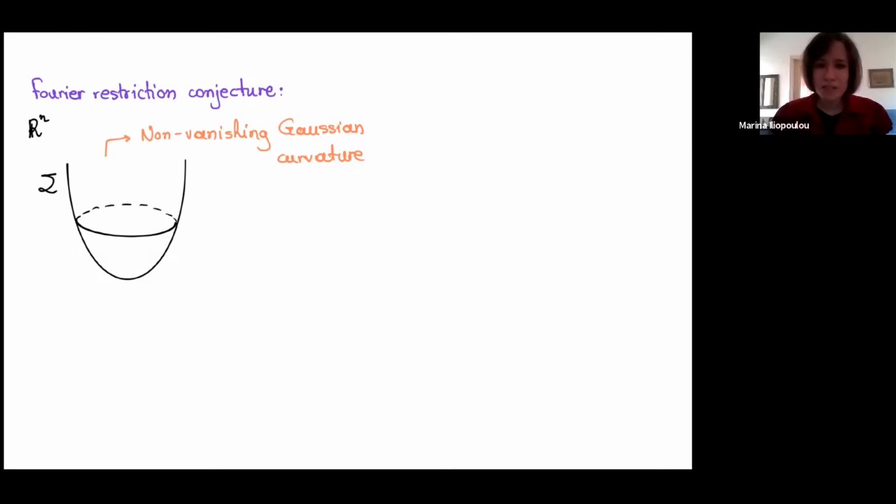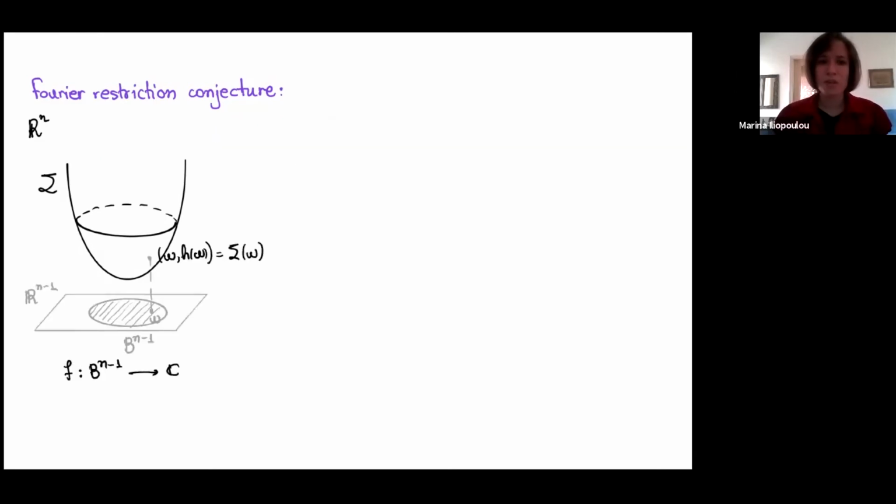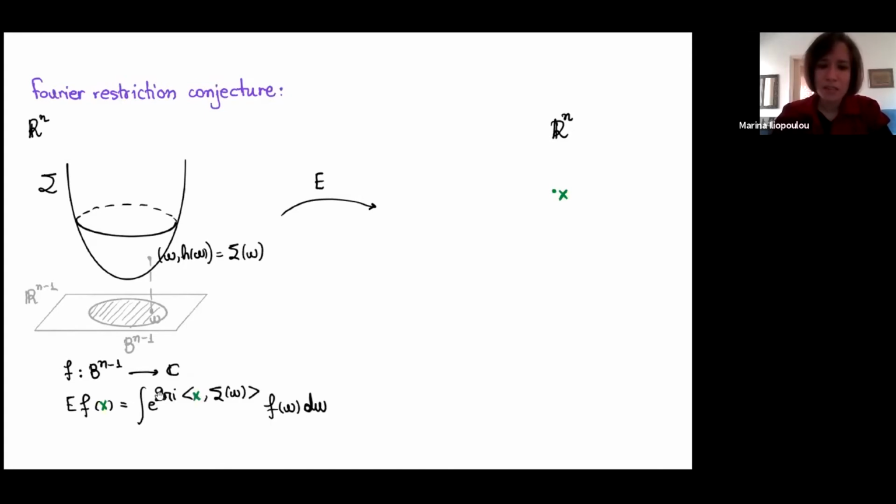And usually here it's comfortable to define the function on a lower dimensional space, R^(n-1). So the function will be defined on the unit ball in R^(n-1), but you can think of it as lifted on the surface, if you like. And to calculate the extension operator, as we call it, this type of Fourier transform at any x in R^n, we take the integral of this function f, but we integrate against the twist, which has to do with a point x. So mainly we're inner producting x with anything on our surface.